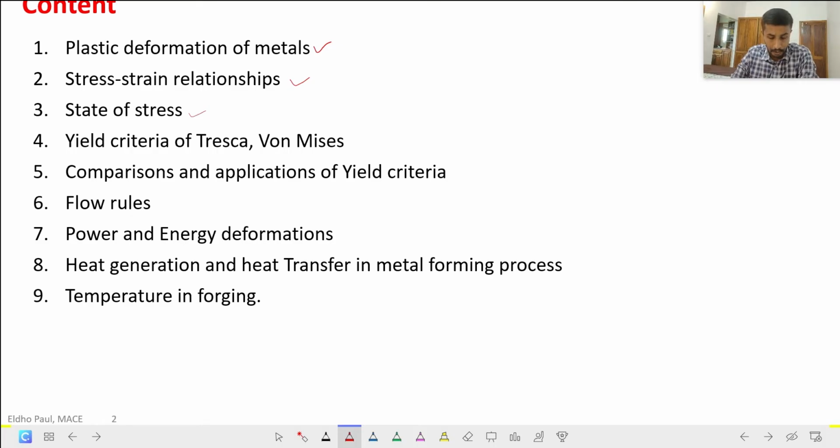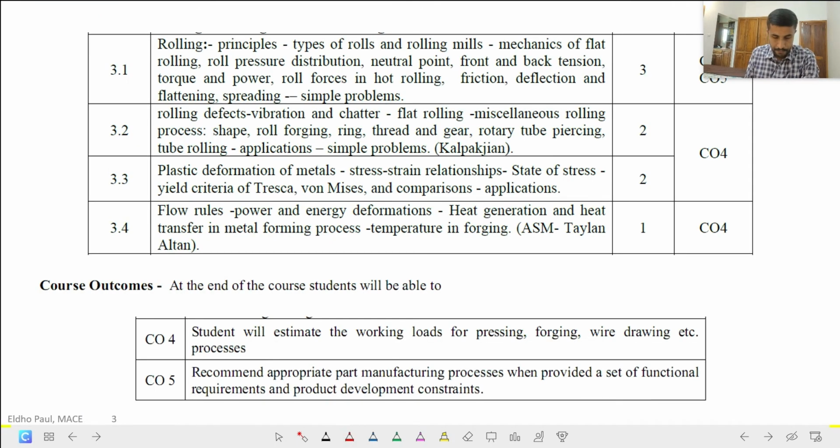Then we will discuss the flow rules related to plastic deformation, and how much power and energy are required for different deformation processes. The heat generation and the temperature involved in plastic deformation will also be discussed in this lecture. And this is the syllabus of your third module.